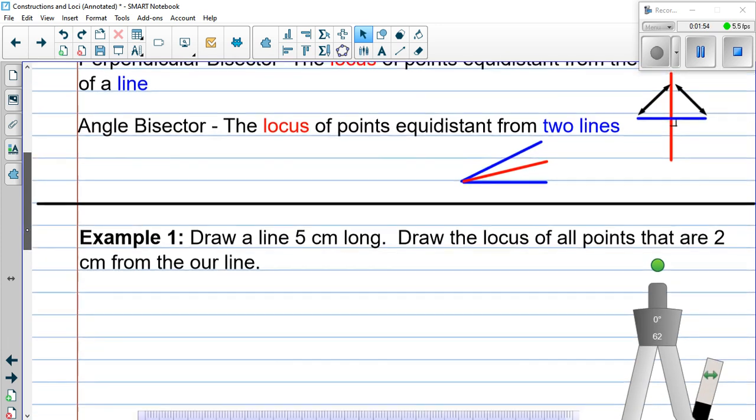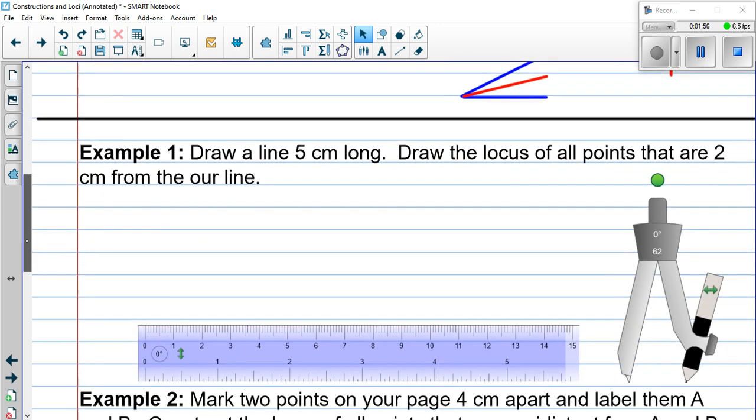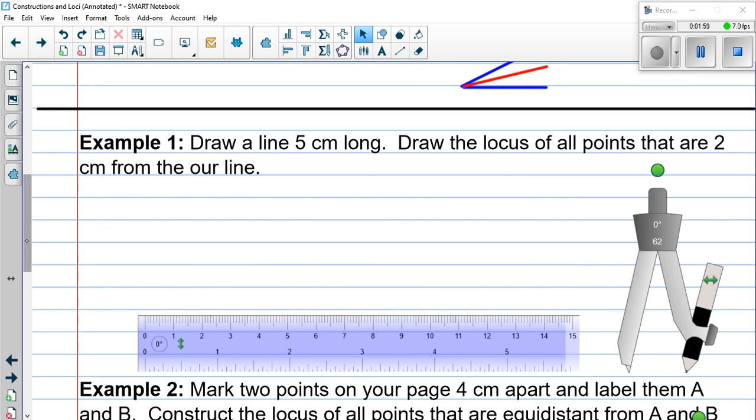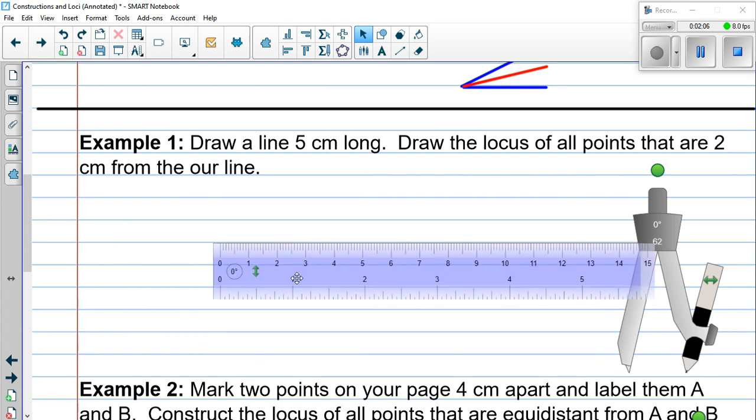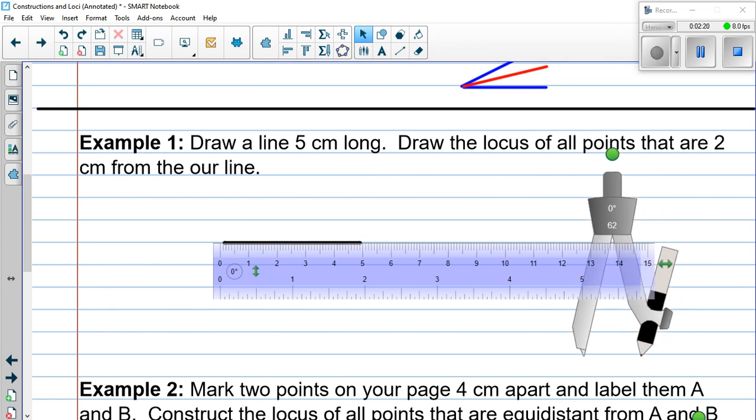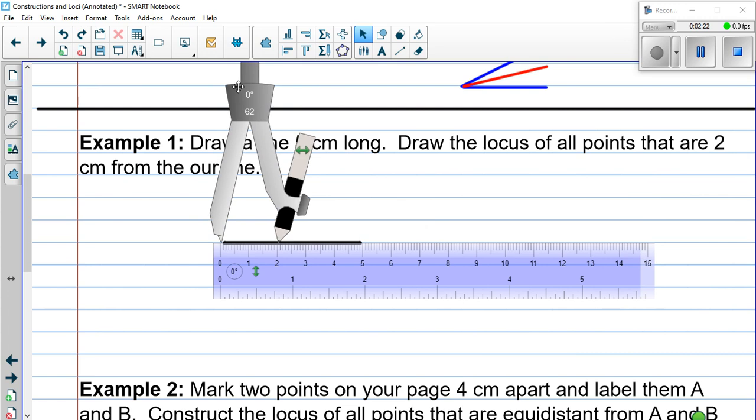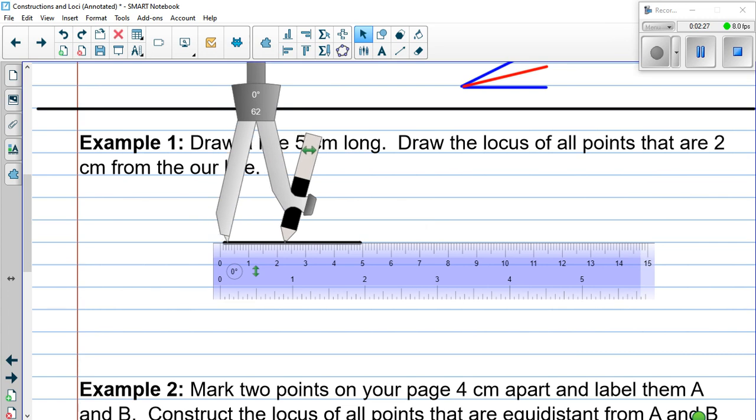Sometimes it's an area. So here we want to draw a line 5 centimeters long and draw the locus of all points that are 2 centimeters from our line. So to do this, I am going to first draw my line 5 centimeters long as such. Then I know that my locus is a set of points that are 2 centimeters away from our line. So before I start using this, I'm going to set our compass. I've set it at 2 centimeters.